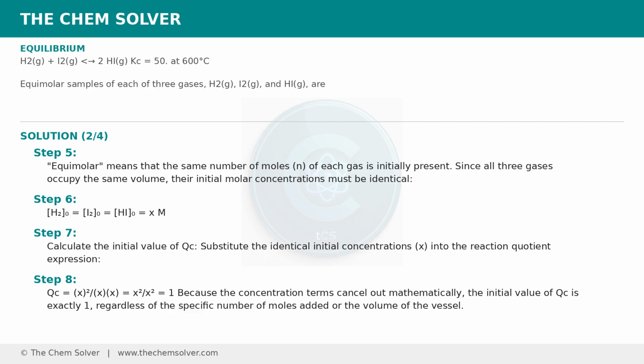Calculate the initial value of Qc. Substitute the identical initial concentrations, x, into the reaction quotient expression: Qc = x^2 / (x · x) = x^2 / x^2, which is equal to 1 because the concentration terms cancel out mathematically. The initial value of Qc is exactly 1, regardless of the specific number of moles added or the volume of the vessel.